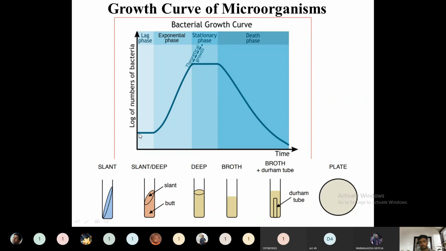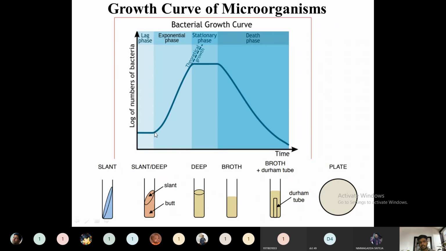In this phase, as you can see, the y-axis is constant. So there is no multiplication of the number of bacteria or microorganisms. There is no multiplication in the number of microorganisms, whereas growth will be high. Growth will be initiated. They increase their size but not their numbers here.